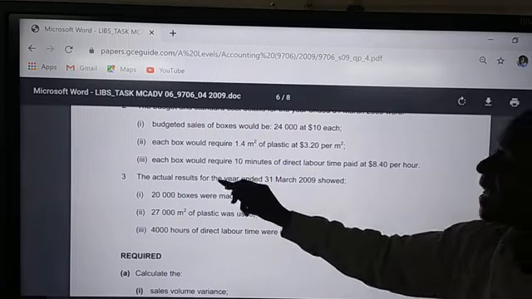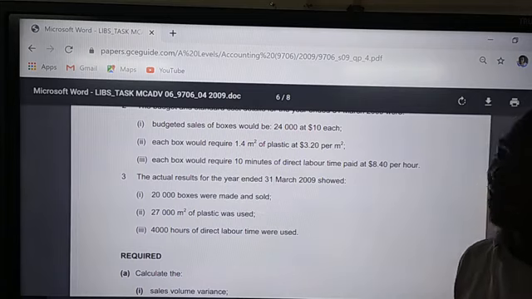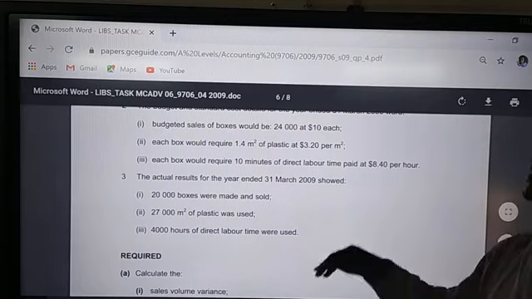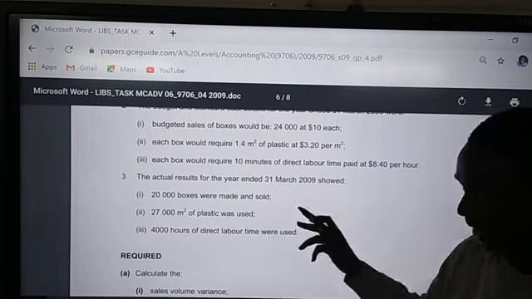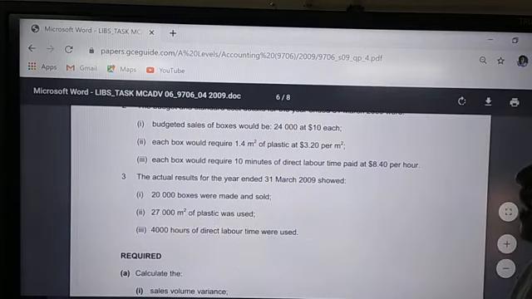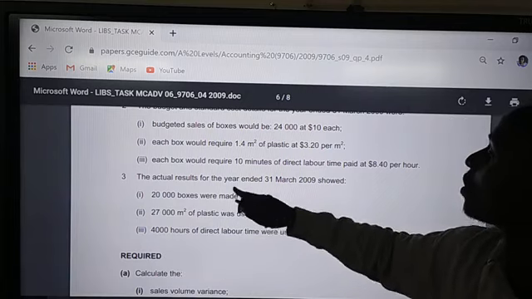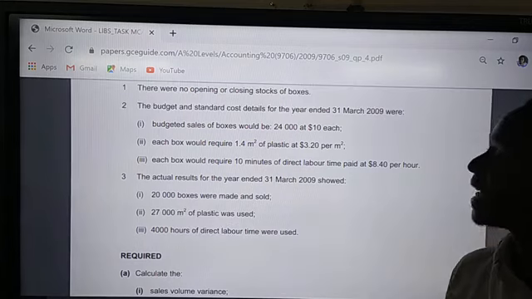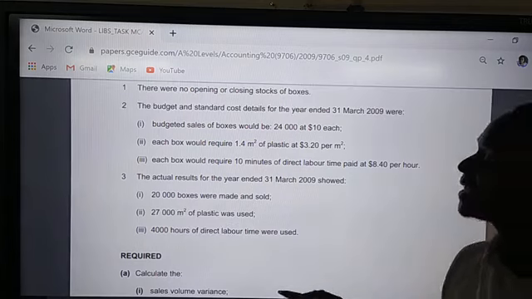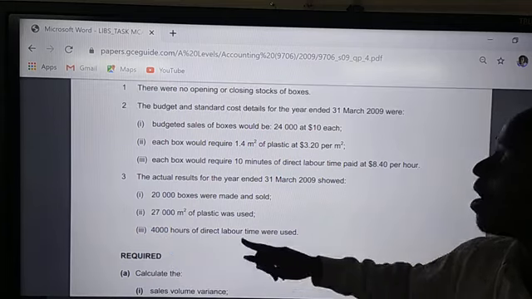So our budgeted hours, each box would require 10 minutes of direct labor. So let's put it in hours, it's 10 over 60 times actual units produced under the actual results, 20,000. Then the actual hours, it's 4,000 here, so that we do not come back here. So we are going to say 10 over 60 times 20,000, that's our standard hours, minus the actual hours, which is given here, 4,000 hours under the actual result.